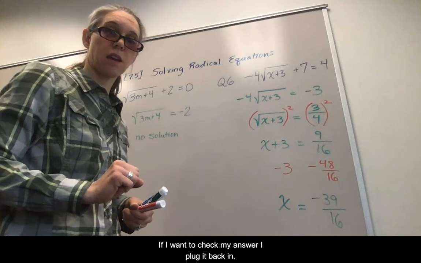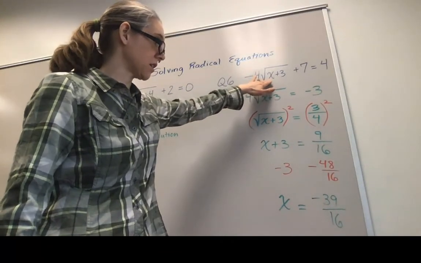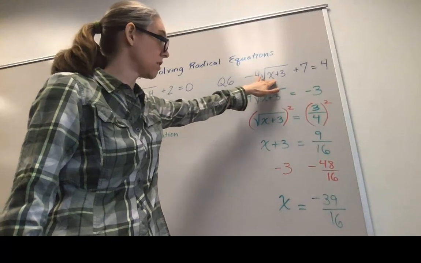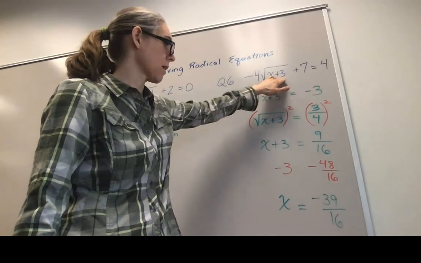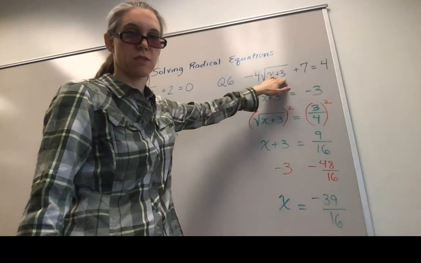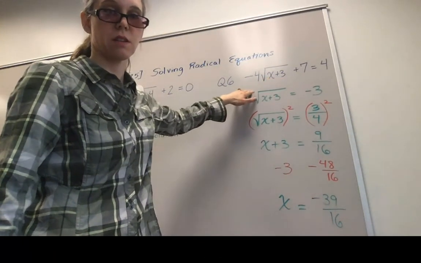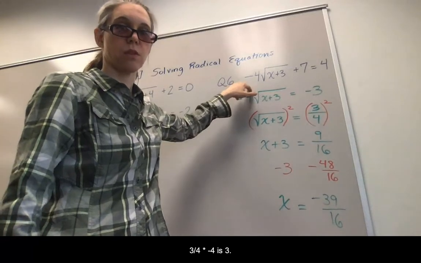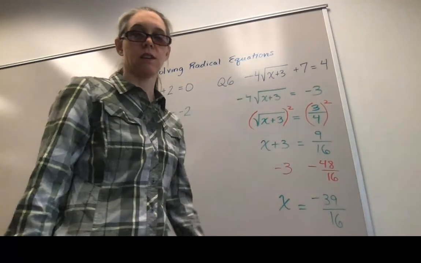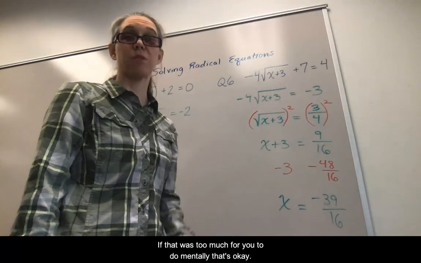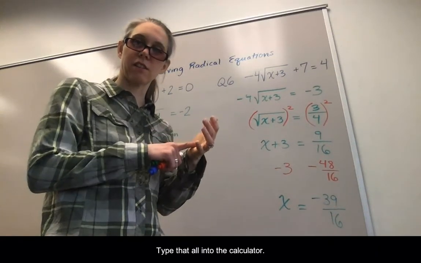If I want to check my answer, I plug it back in. Negative 39 over 16 plus 48 over 16, that is 3, is a positive 9 over 16. Square root of 9 over 16 is 3/4. 3/4 times negative 4 is negative 3. Negative 3 plus 7 is 4. If that was too much for you to do mentally, that's okay. You can type that all into the calculator. Let me show you how.